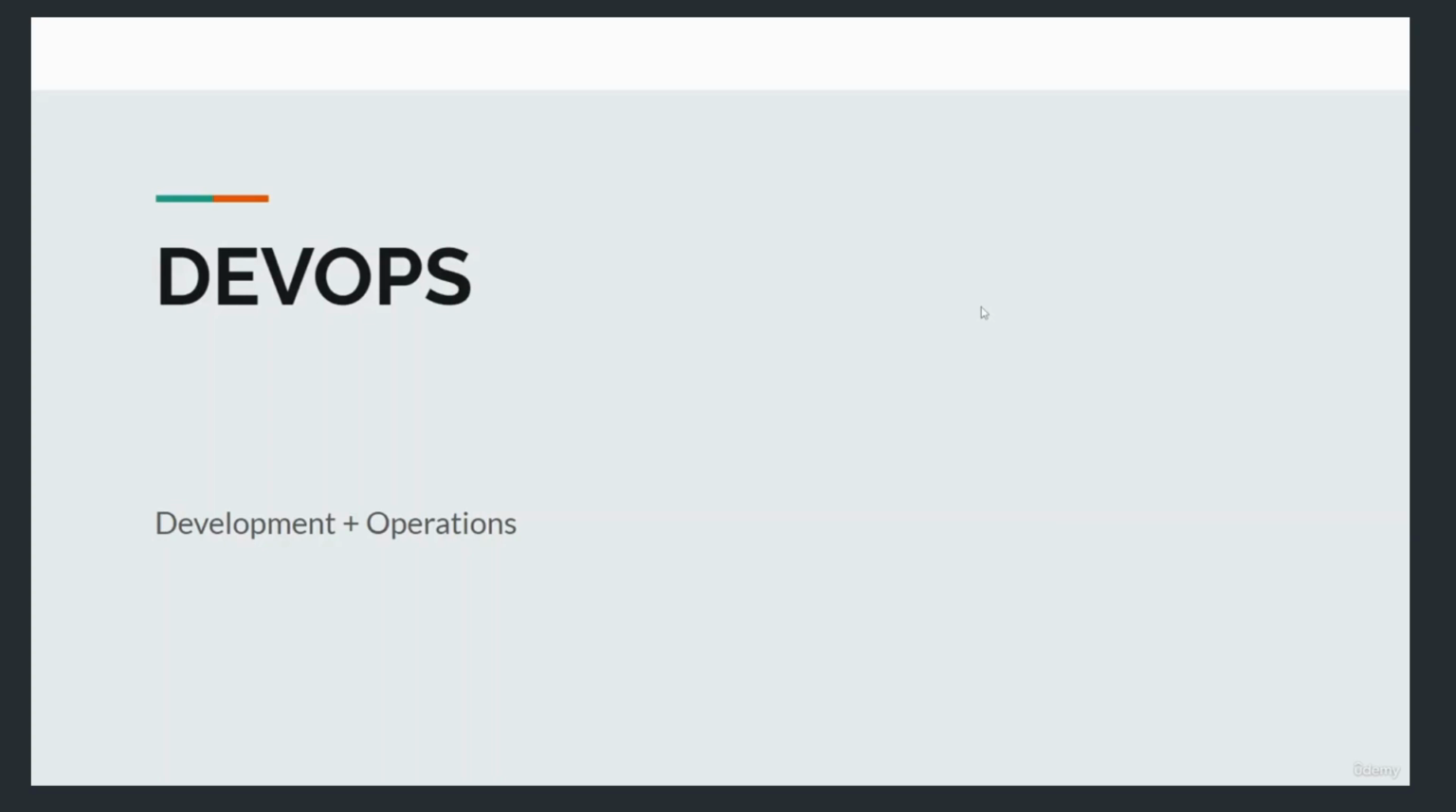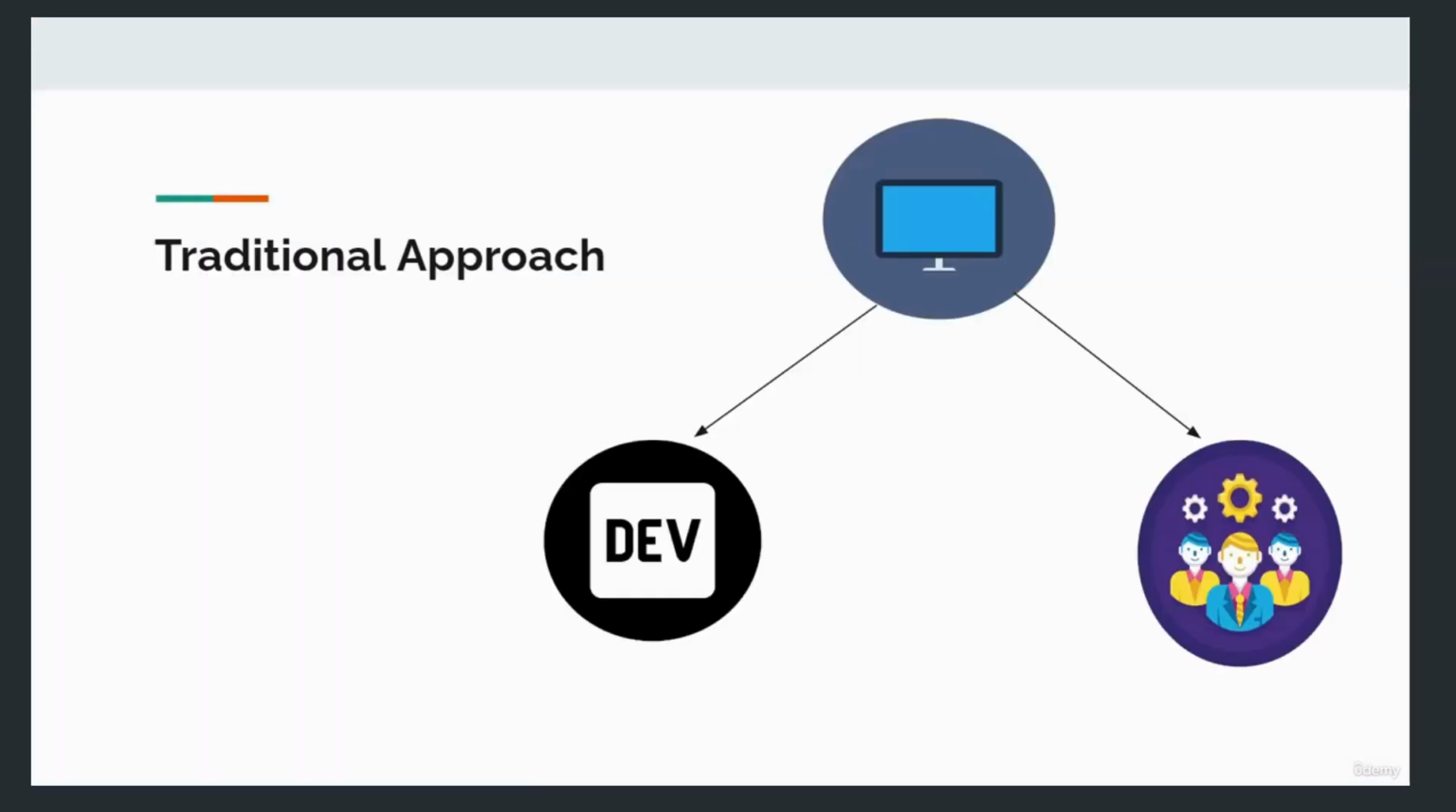So DevOps is made up of two words, development and operation. You are all aware that within a project there are two teams, development and operation. Within that there are many smaller teams also, right? So we will first discuss the traditional model, from where that issue comes in.